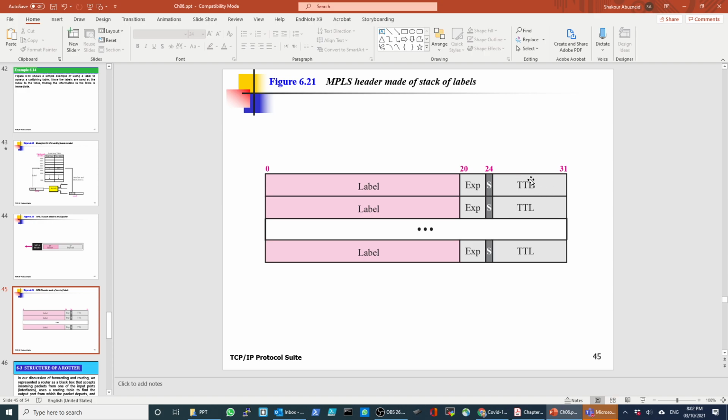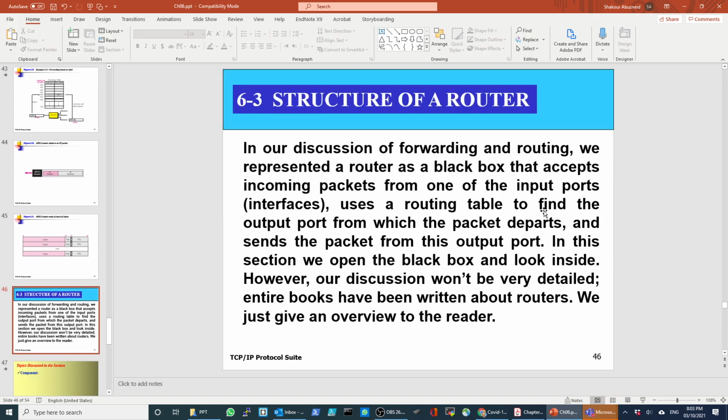Then we have 8 bits for the TTL. What is TTL? We learned it before, right? Everybody knows that, it is time to live. Each time a packet visits a router, it will be decremented. When it reaches 0, the packet will be dropped. Remember in the TTL, there's 15. When it goes to the next hop, it will become 14, then 13. It's supposed to reach the destination before this becomes 0. If it becomes 0, the packet will be dropped. And why do we do that? Because we need to eliminate lost or stray packets that will cause congestion in the network. All right, so that's it.